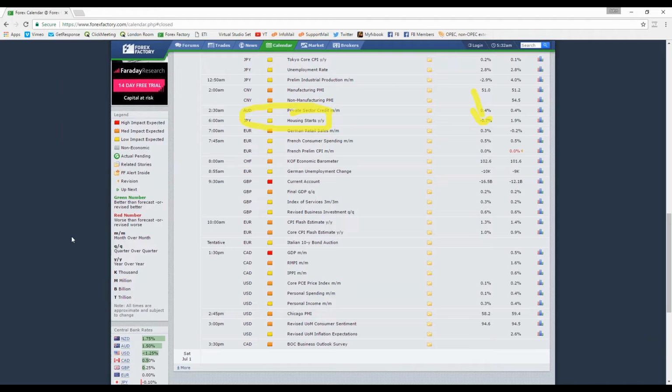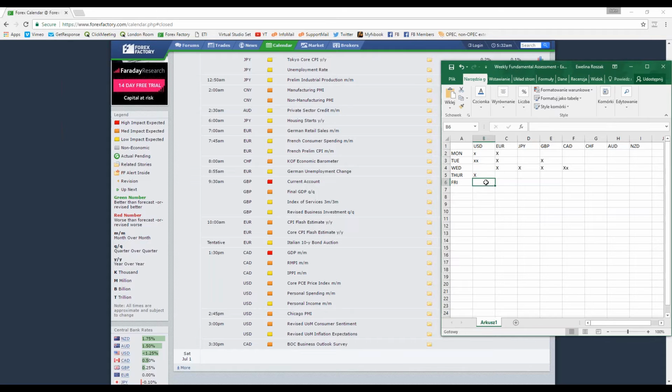So finally, we have a small X for the pound on Friday. And we also have the GDP for the CAD, which will go down as a small X, although this could be potentially quite big. In fact, I'm going to put this down as a large X because GDP, generally speaking, is one of the main indicators of economic health. So we will put that down as a larger X. So we're pretty much done here now with the weekly fundamental assessment. So we'll put down on Friday we have a small X on the pound, and we have a large X potentially on the CAD.